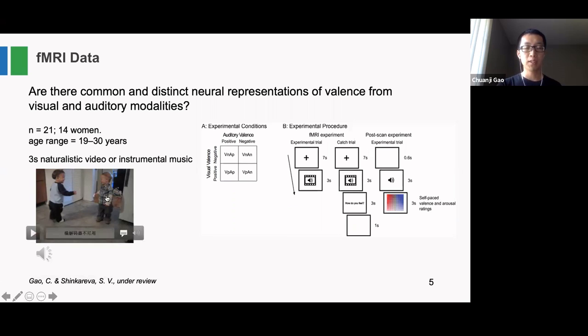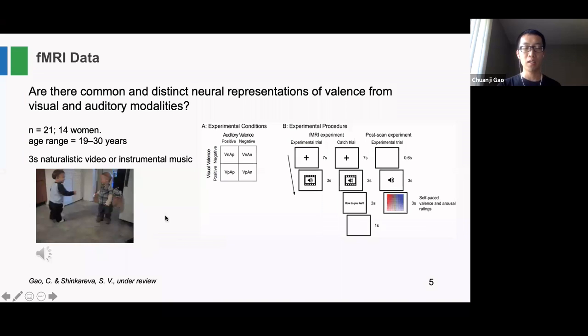So basically, we use prior normed affective videos and music stimuli. The reason that we use it is because we try to be more naturalistic. A typical stimulus used in prior literature is mostly static pictures and words. So, to account for more ecological validity, it's not exactly totally naturalistic, but it's more naturalistic compared to static pictures.